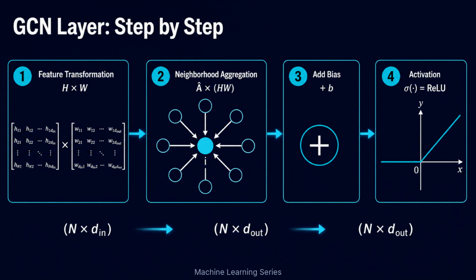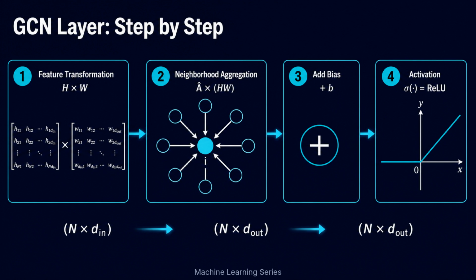Let's walk through the GCN computation step by step. First, we perform feature transformation. Multiply the input features H by the weight matrix W. This projects features from dimension d in to d out. Second, neighborhood aggregation. Multiply by the normalized adjacency A hat. This averages each node's transformed features with its neighbors' transformed features. Third, optionally add a bias term. Fourth, apply the activation function, typically ReLU, to introduce nonlinearity.